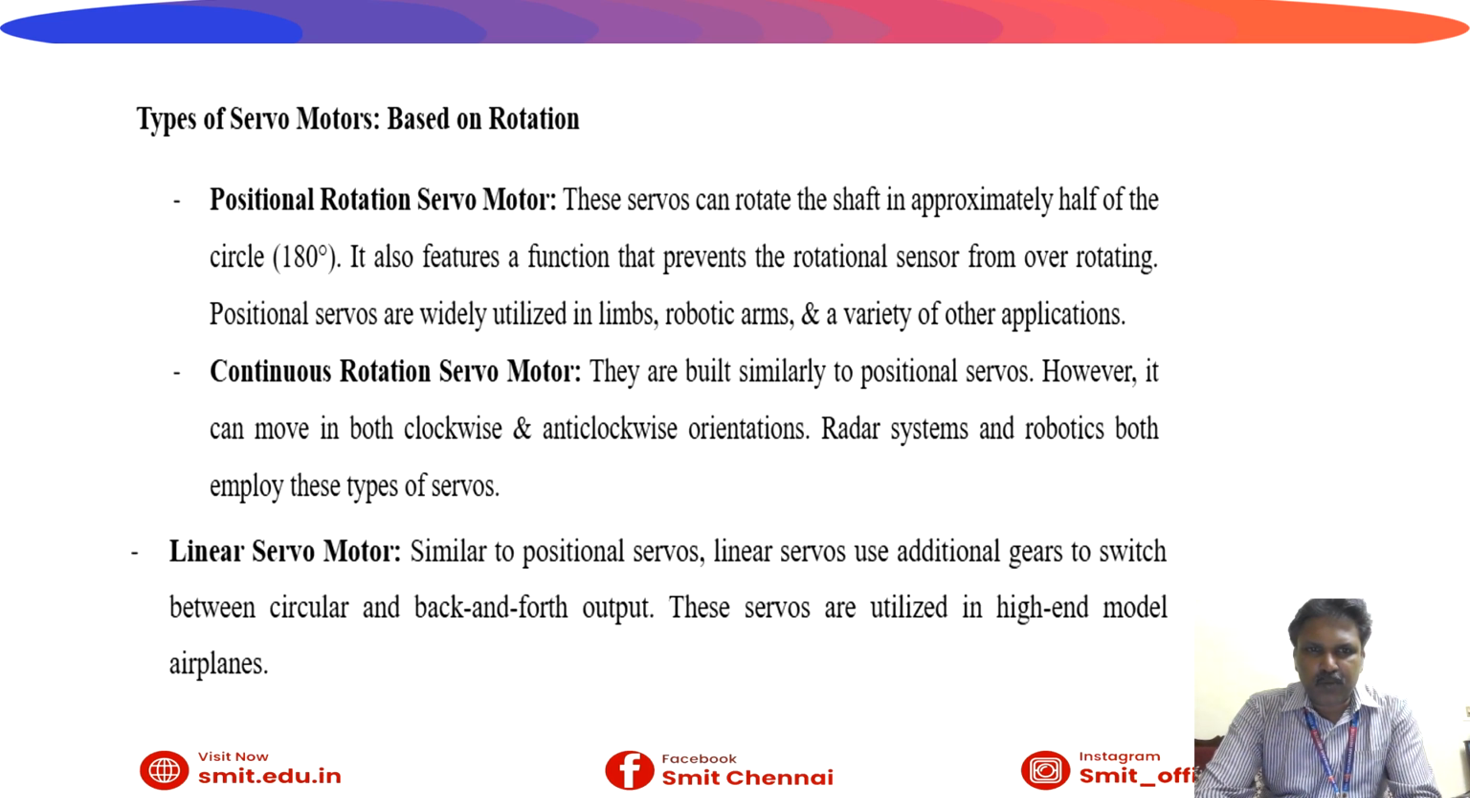Then the types of servo motor, first based on the rotation. First is the positional rotation servo motor. These servos can rotate the shaft in approximately half of a circle, that is 180 degrees. It also features a function that prevents the rotational sensor from over rotating. Positional servos are widely utilized in limbs, robotic arms, and a variety of other applications.